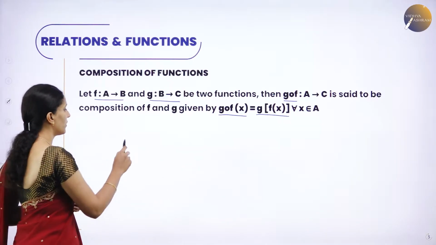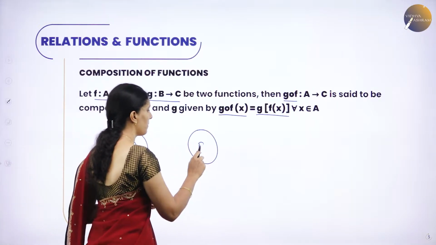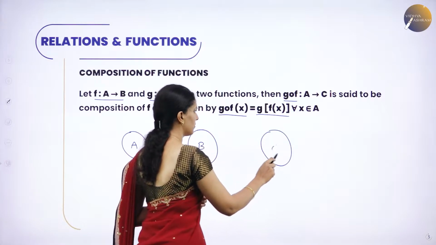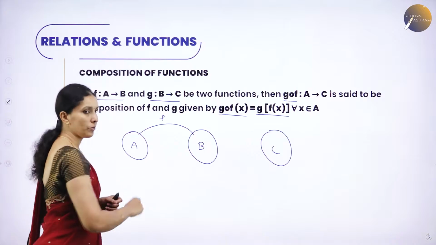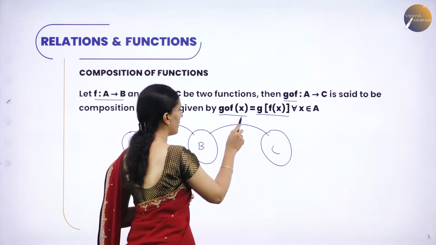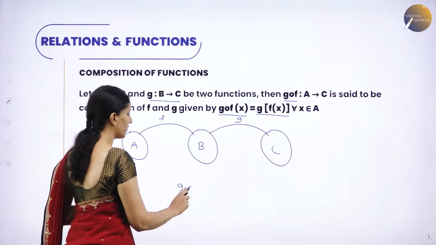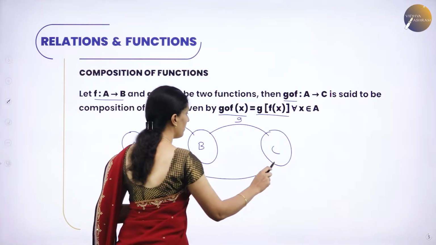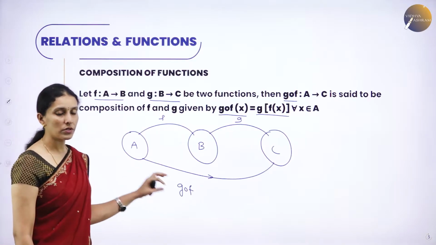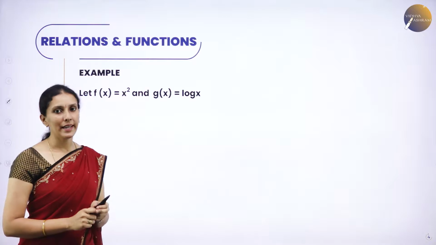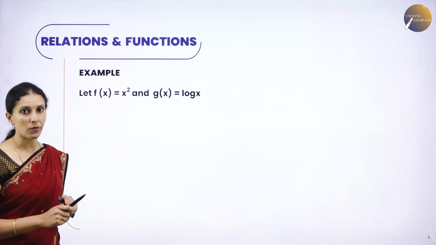Now, suppose we have set A here, set B here, and set C here. So here f is mapped from A to B and g is mapped from B to C. Then g naught f is a function from A to C. So this is how we define the composition of a function. Now let me take an example here. We have f of x is equal to x square and g of x is equal to log x.